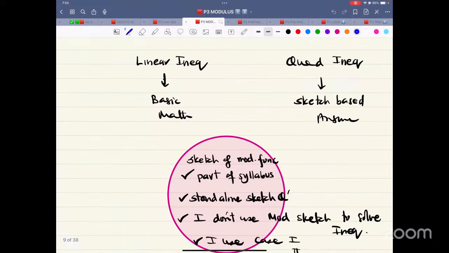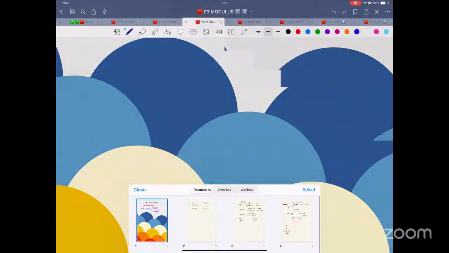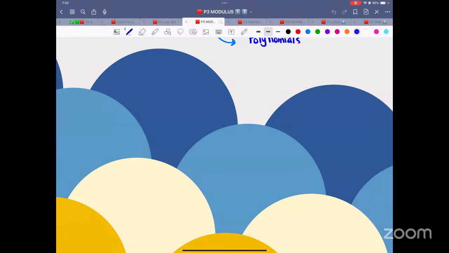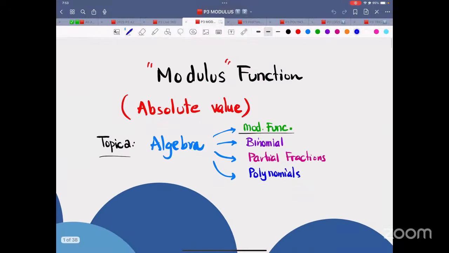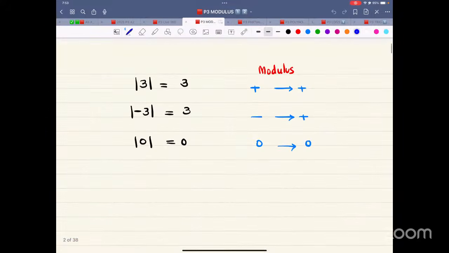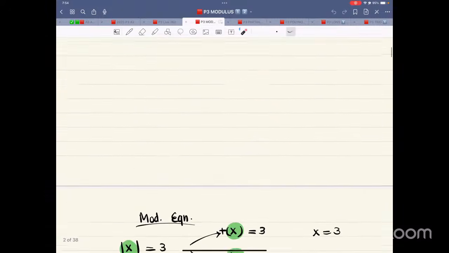So now, first of all, when we talk about modulus, we know that the magnitude of a positive value is positive. The magnitude of a negative value is also positive. The magnitude of zero is zero. So positive remains positive. Negative becomes positive. Zero remains as zero. That is the basic idea.